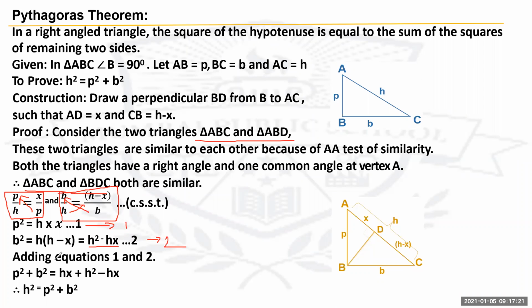Now add equations 1 and 2. When you add equations 1 and 2, check: P square plus B square equals HX plus H square minus HX. So plus HX and minus HX get cancelled. You're left with P square plus B square equals H square, which you had to prove. Understand? You can use this property to prove the Pythagoras theorem.